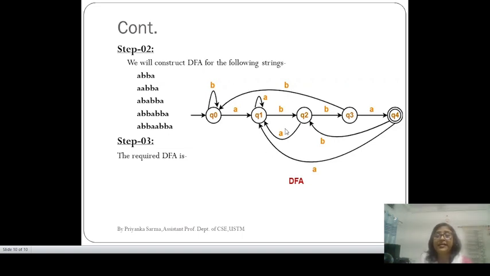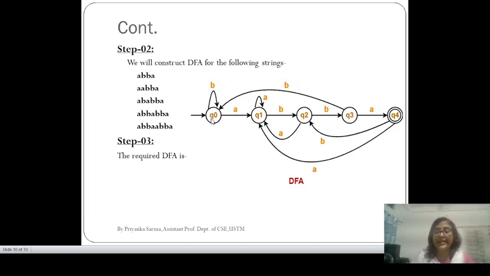Now, this is the final diagram required for the given question. Now we are going to check whether this diagram will accept these particular strings or not. First string is ABBA. Can this machine accept this string or not? The first symbol of this string is A, so we have to start from the initial state Q0.